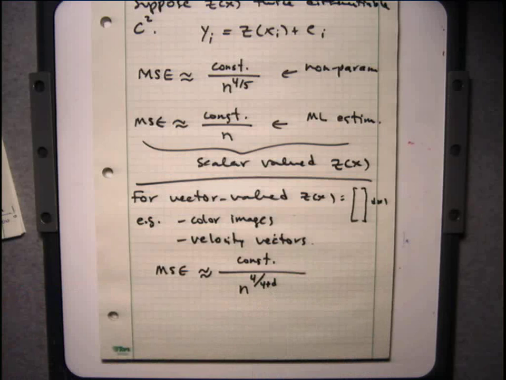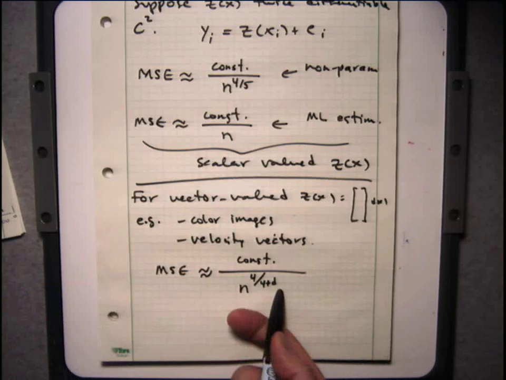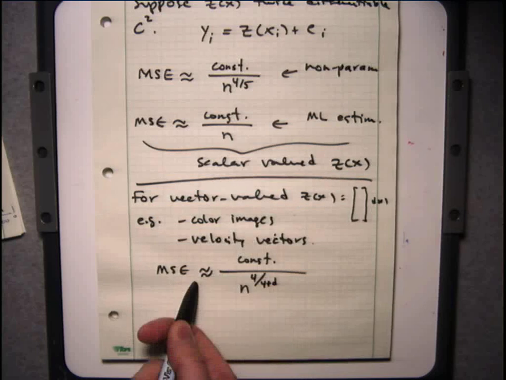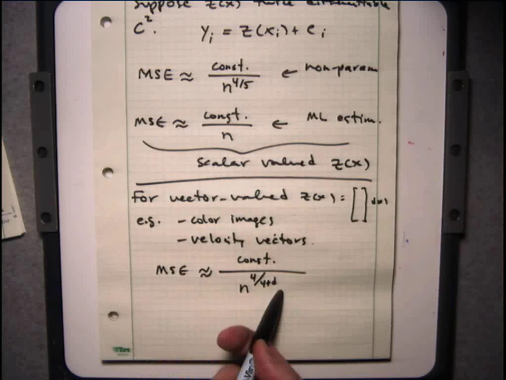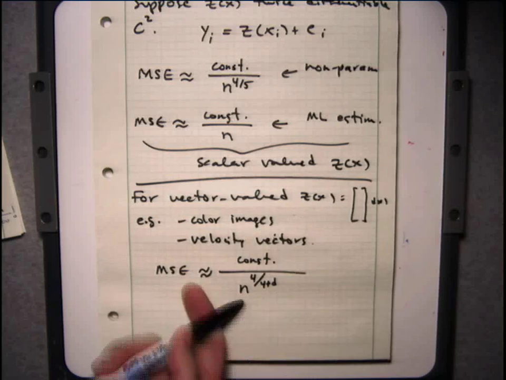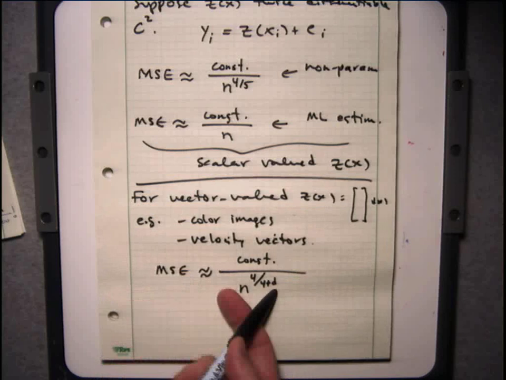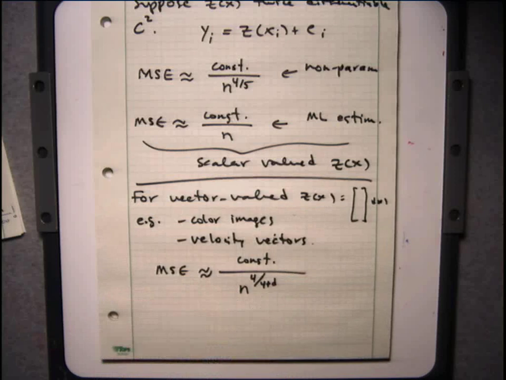So what does this tell you? Now it tells you if the dimension gets really large, the rate of decay of the mean squared error really suffers. Okay? In other words, if in one dimension you needed n samples, in d dimensions, you're going to need a whole lot more samples to get to the same mean squared error. Okay? Now, why does this happen?